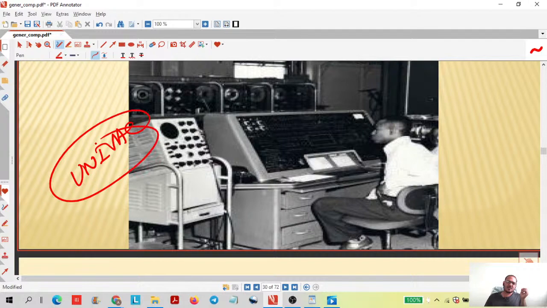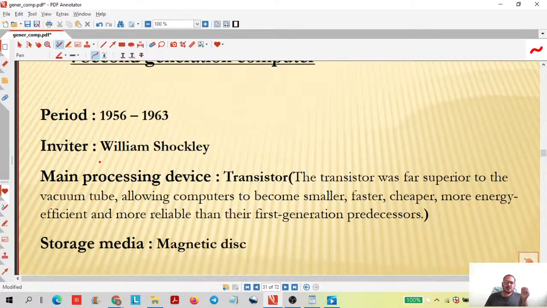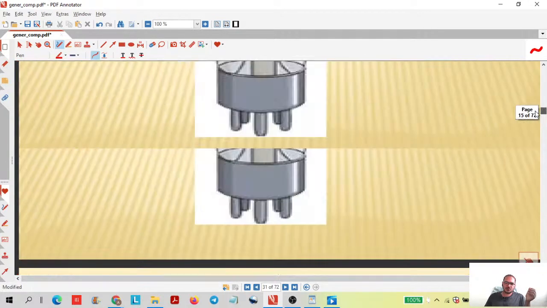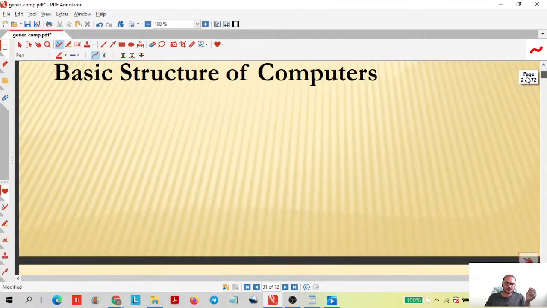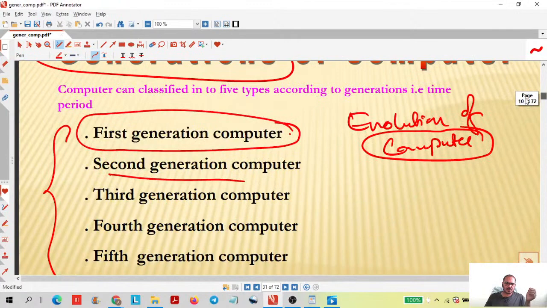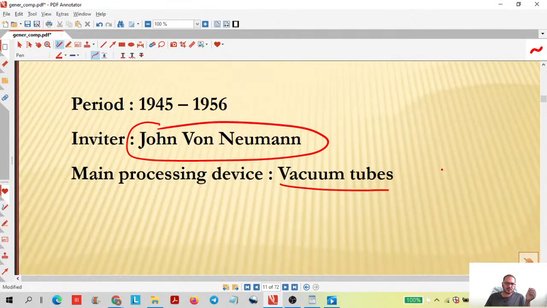First commercial computer. Just keep in mind, for first generation computers the main processing device is vacuum tubes, and the inventor is John von Neumann. First generation computer, 1945 to 1956.